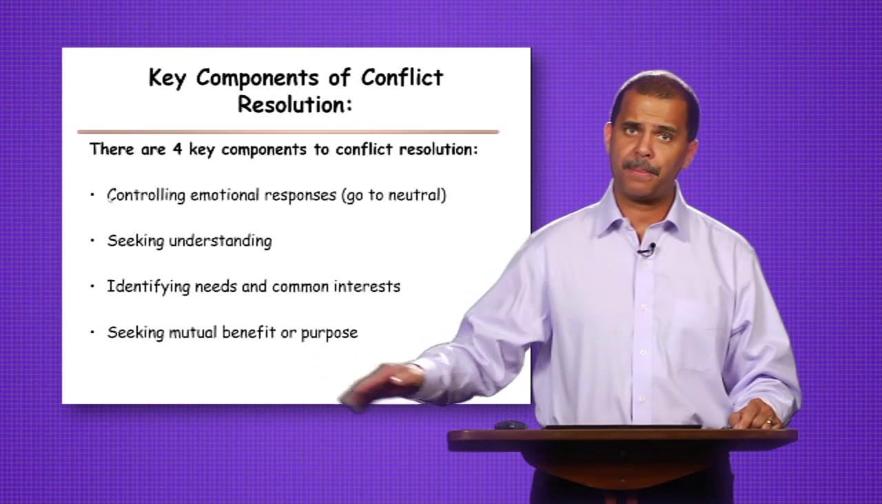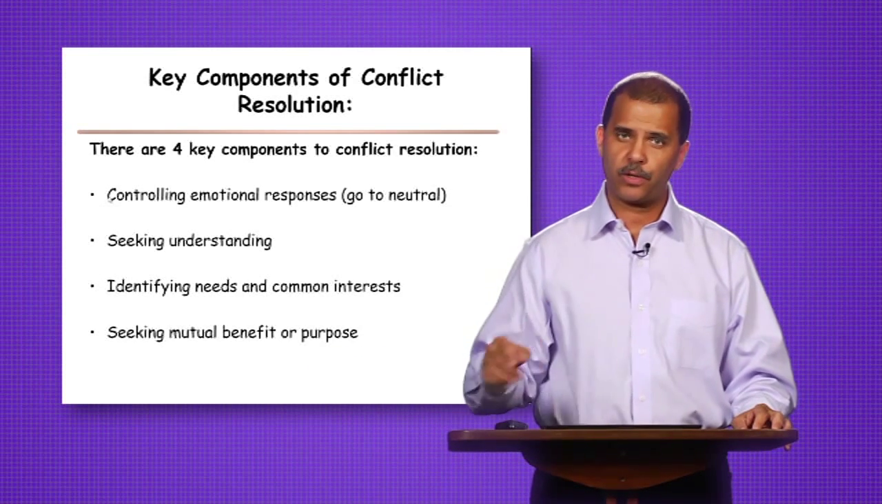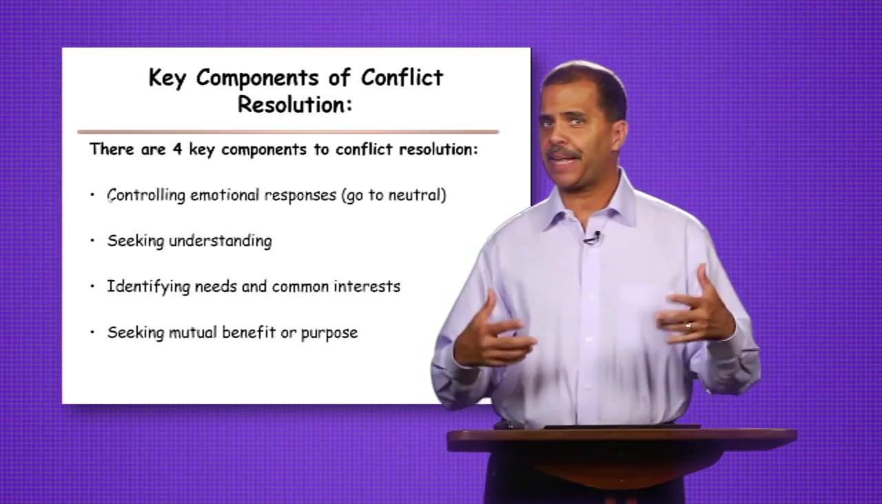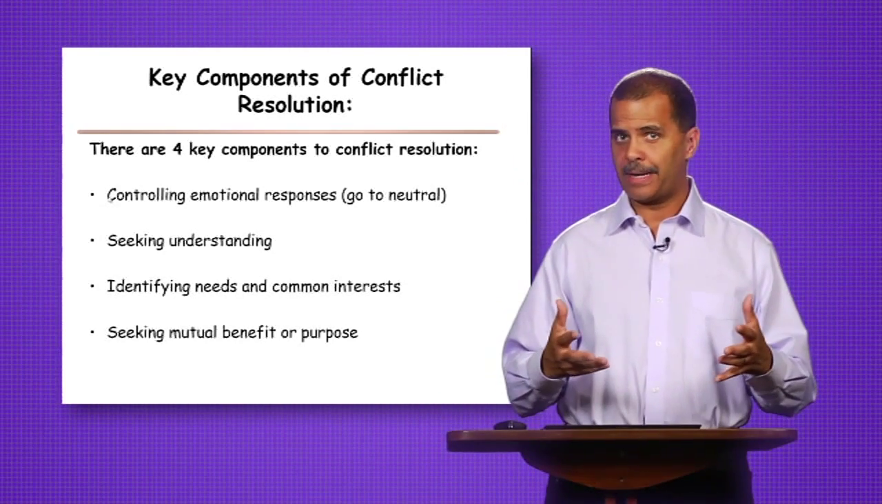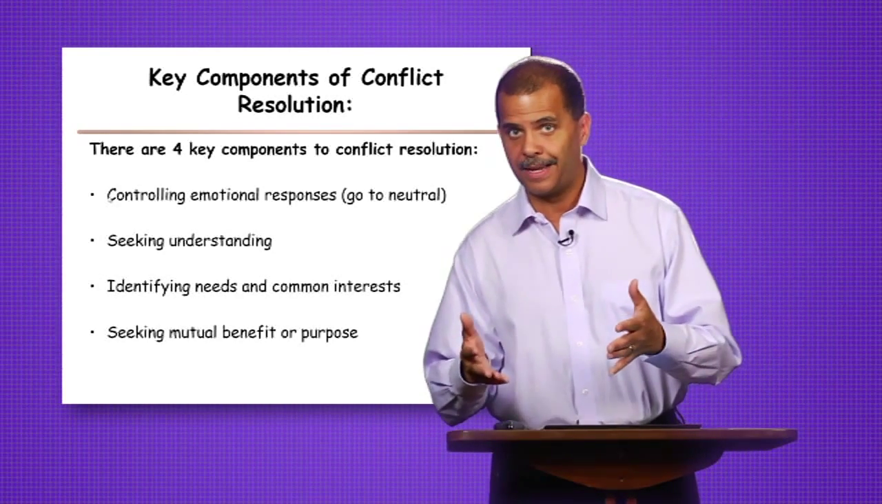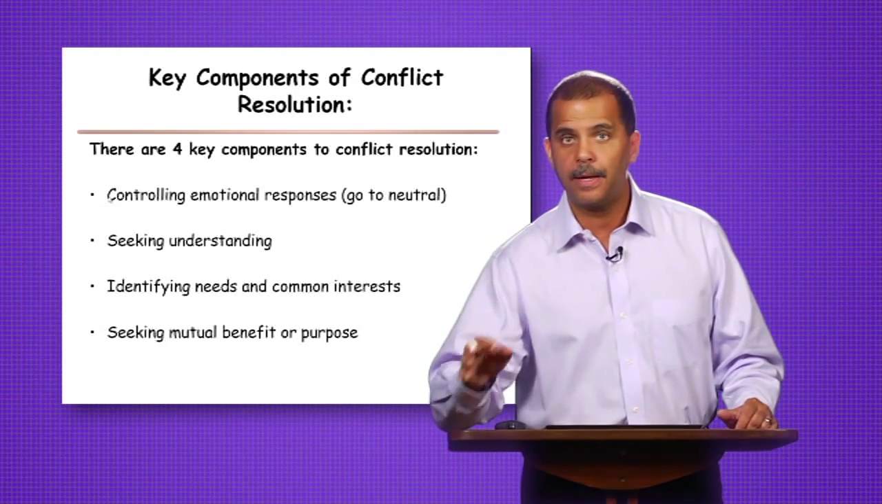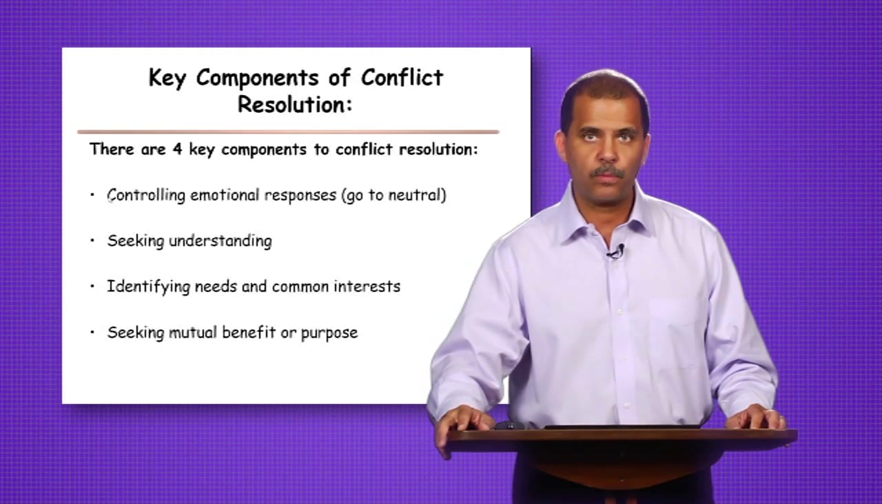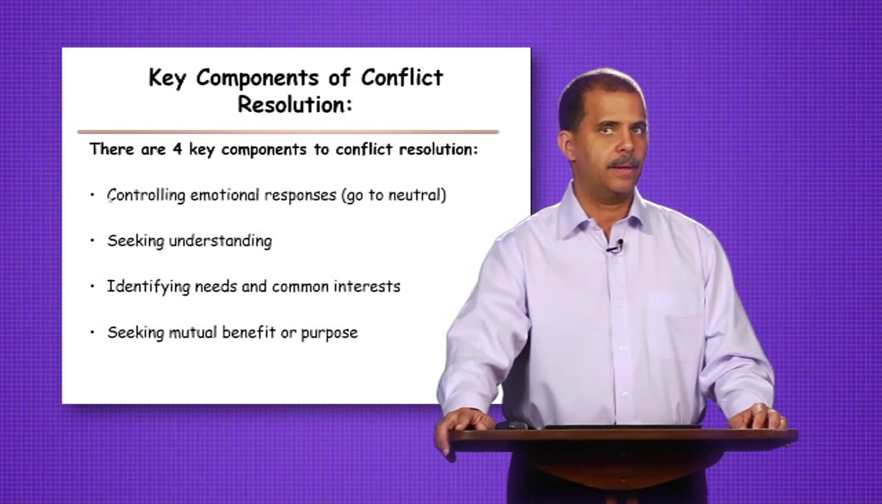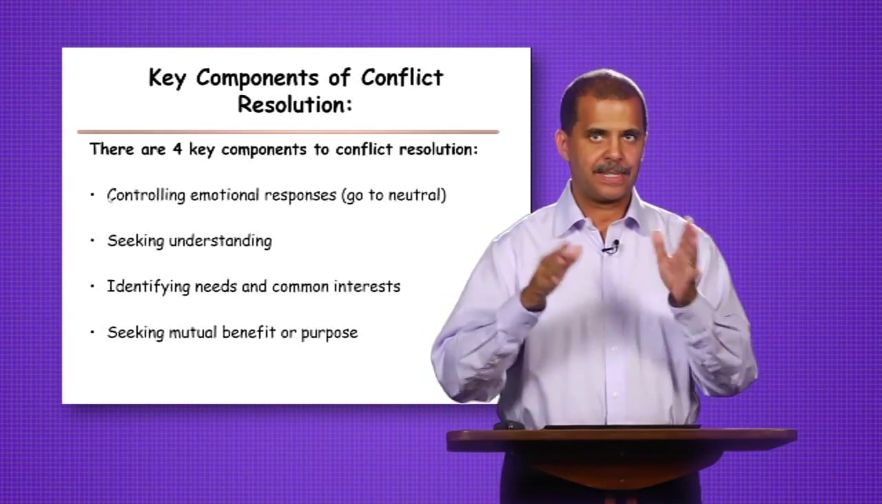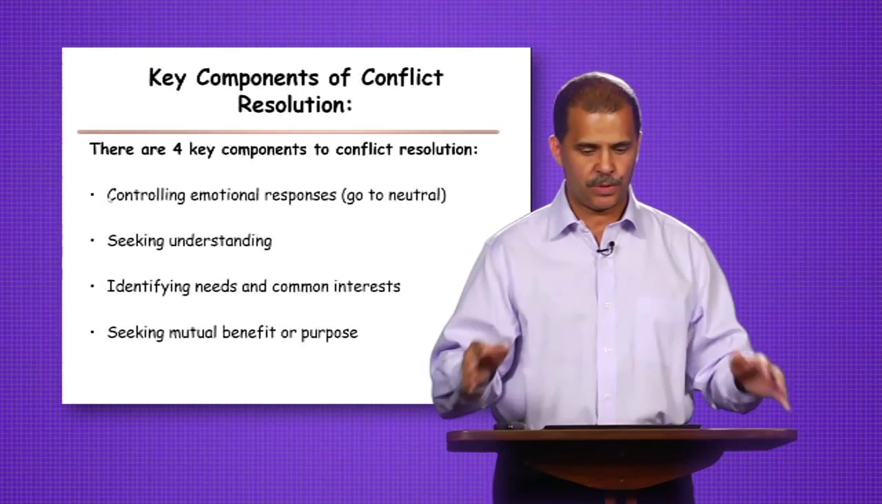First one, controlling emotional responses. You can't control somebody else's emotions, but you can control your own. So if you're feeling agitated and irritable and angry, that's not the time to intervene, because you're likely to say something that you actually mean at that moment, but you will later regret. Second one, seek understanding. Remember Covey's, first seek to understand, then be understood.